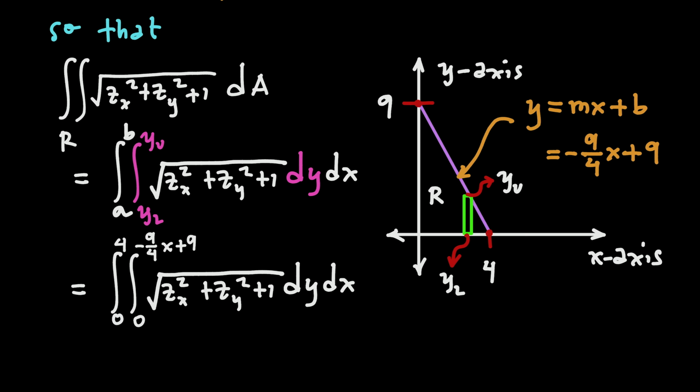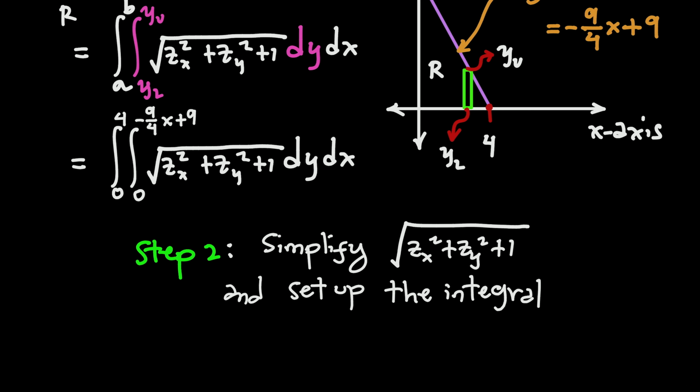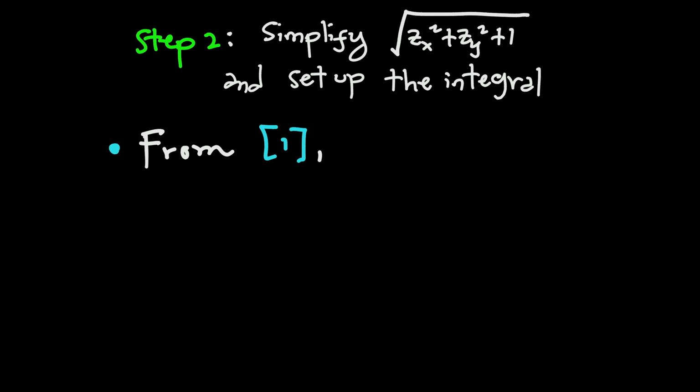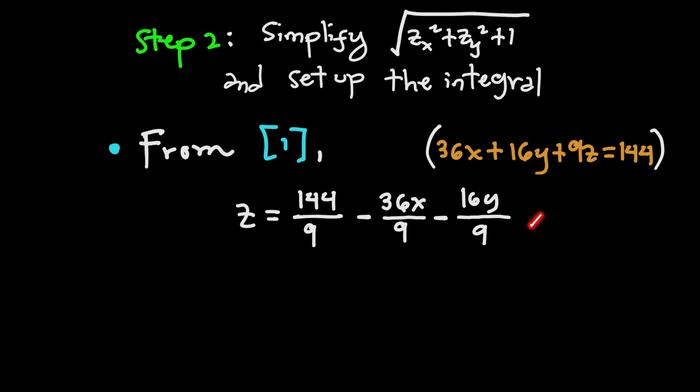Now, for our next step, step 2, let us try to simplify this integrand, so that after we simplify it, we can have the full setup of our integral. Now, from equation 1, we have this equation. We will solve for z sub x and z sub y. From this equation, we transpose everything and divide by 9. Hence, we have z equal to this value.